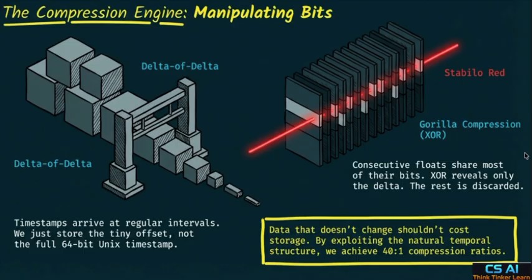We achieve a 40:1 compression ratio by exploiting the natural structure of time. For timestamps, we use delta of delta, storing only the tiny offset between the regular intervals rather than full 64-bit Unix timestamps. For values, we use Gorilla compression. Since consecutive floats share most of their bits, an XOR operation reveals only the delta, allowing us to discard the rest. Data that doesn't change shouldn't cost you storage.